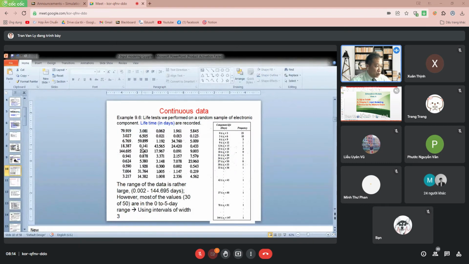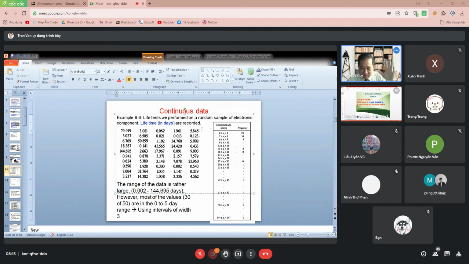Okay, we need to test the lifetime performance of one sample, the lifetime. How long does it last? We have 100 numbers here. We run it, here on the right hand side. This set of data, we have to identify the distribution.